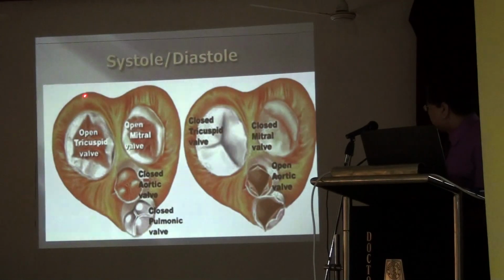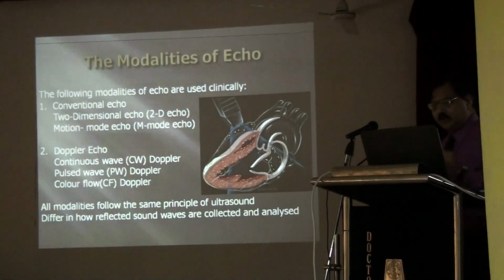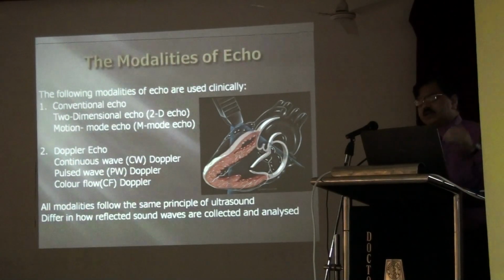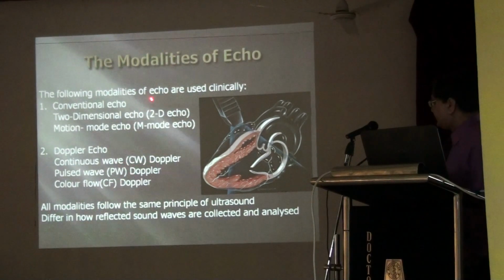So we know systole and diastole, these are the steps here. Then the modalities of echo. What are the modalities we are practicing in our hospital? Here we are doing 2D, M mode, and Doppler, all three Dopplers: color Doppler, PW and CW. These five modes we practice in every patient.